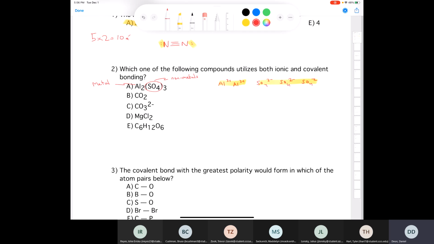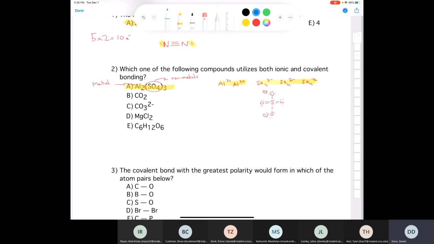And if we look at the structure of the sulfate anion, so if we draw the Lewis structure of the sulfate anion, and it's not asking us to do that, but I'm just going to go ahead and draw it here. So we have a negative charge on this oxygen and this oxygen. Well, the bonding in the sulfate anion is all covalent bonding. And so aluminum sulfate has both ionic and covalent bonding.